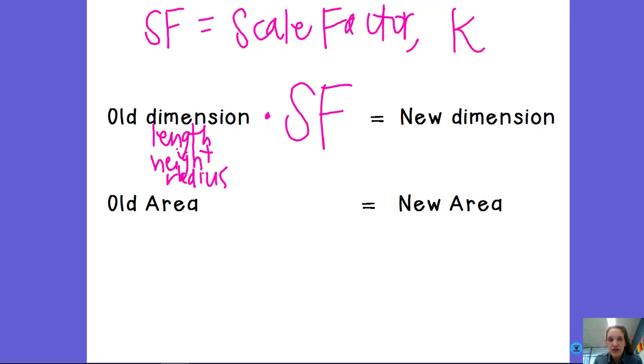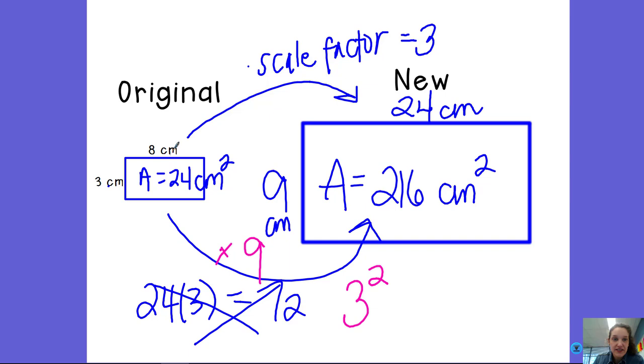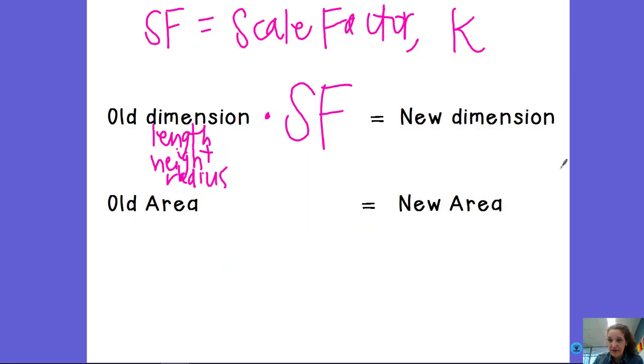So if I take my old dimension and multiply it by my scale factor, that's going to give me my new dimension. So back to this example, I took my side, that was a dimension, I multiplied it by my scale factor, and that gave me my new side. So dimension times scale factor gives you new dimension. But if I'm going to take my area, I'm not going to multiply my old area by the scale factor, I'm going to multiply it by the scale factor squared. So I multiply my old area by the scale factor squared to get the new area.